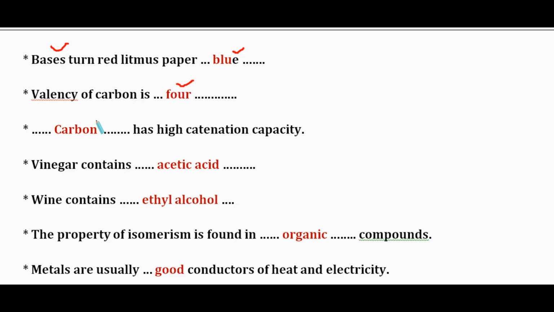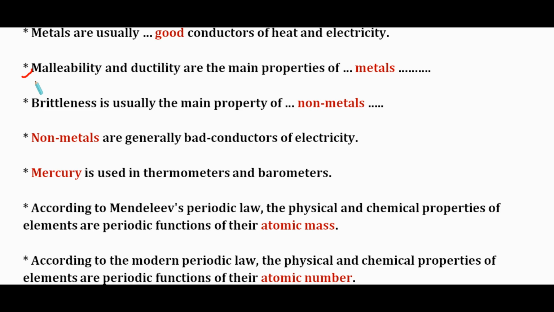Valency of carbon is 4. Carbon has high catenation capacity. Vinegar contains acetic acid. Wine contains ethyl alcohol. The property of isomerism is found in organic compounds. Metals are usually good conductors of heat and electricity. Next question is: malleability and ductility are the main properties of metals.